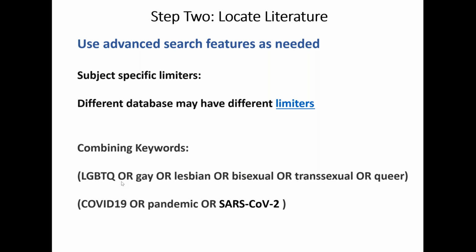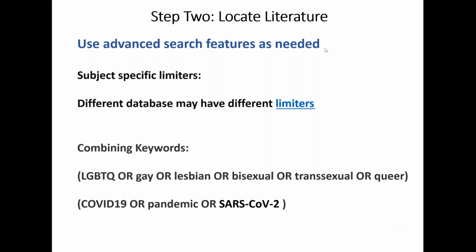So this way, again, you can combine those words, those related terms, with the word "or" in a search. Or you can also see if there's a subject term, right? So for COVID-19, instead of typing out COVID-19 or pandemic or SARS-CoV-2 or coronavirus, we could just look it up as a subject term. And that's just another way that you can search for that. So definitely use any advanced search features as needed.